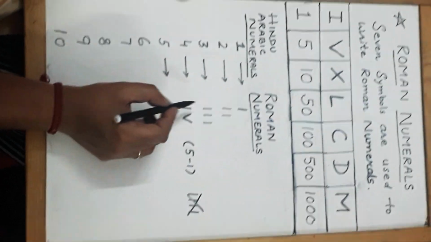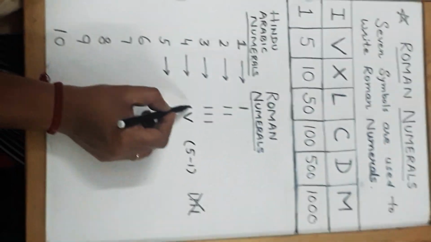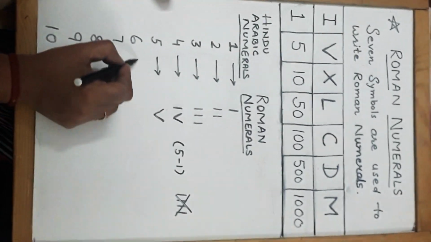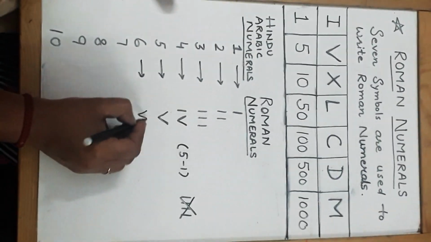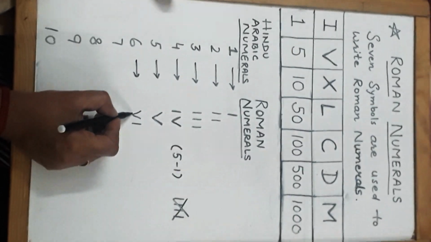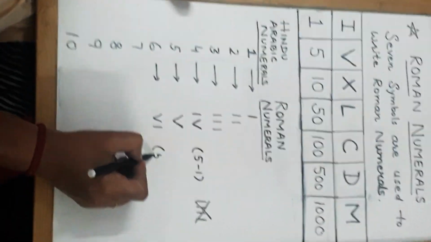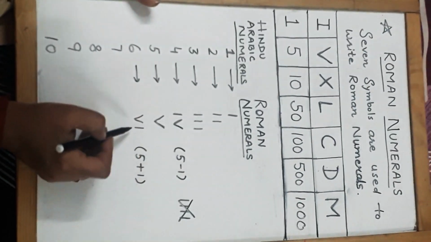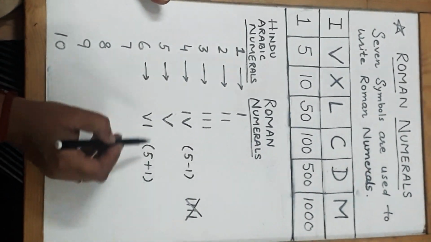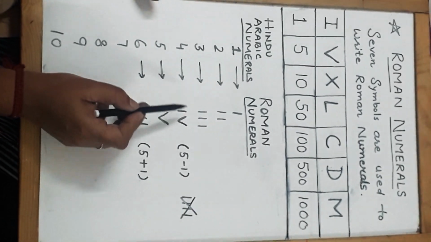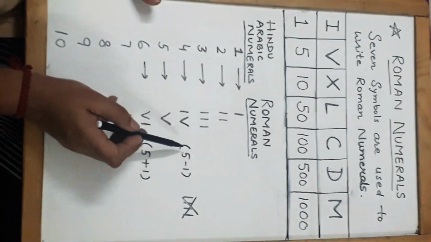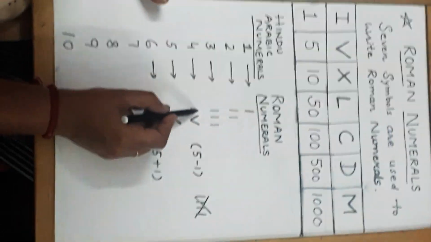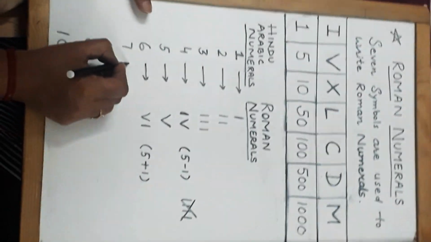अगर हम किसी सिंबल के पहले सिंबल लगाते हैं तो उसकी वैल्यू सब्ट्रैक्ट हो जाती है. तो 5 minus 1, 4. And if we write a symbol after a symbol, 5 and 1, this is 5 plus 1, 6. So take care of this thing. Symbol after a symbol is added and symbol before a symbol is subtracted. A greater symbol and a smaller symbol before a symbol is subtracted.